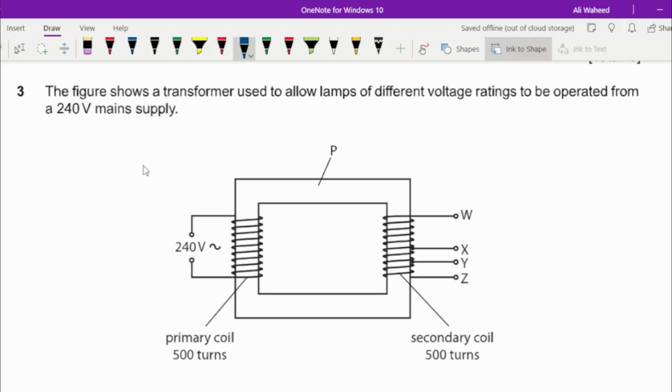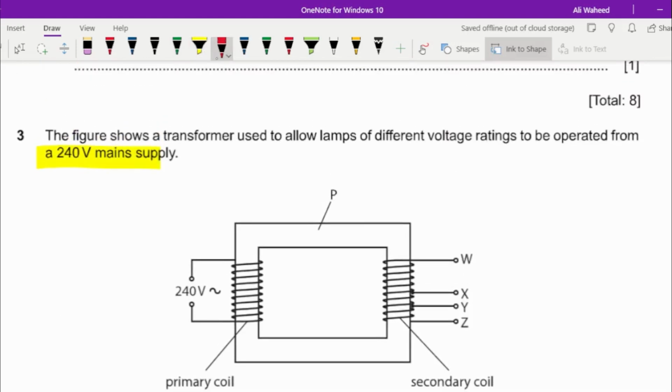So number 3, the figure shows a transformer used to allow lamps of different voltage ratings to be operated from a 240 volts main supply. So you have different appliances which are operated from the same 240 volt main supply. Alright, so all of those lamps would be needing different voltage.